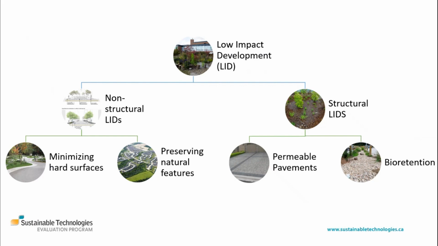So the examples we have here are minimizing hard surfaces and having traffic calming bump-out areas, which are actually vegetated. What can be installed here as a non-structural LID is this bump-out. And then what could be put on here is a structural LID, which we'll get into shortly, which could be something like a bioretention or rain garden on these vegetated bump-outs that also help reduce car travel flow and make sure speeds are kept to a minimum.